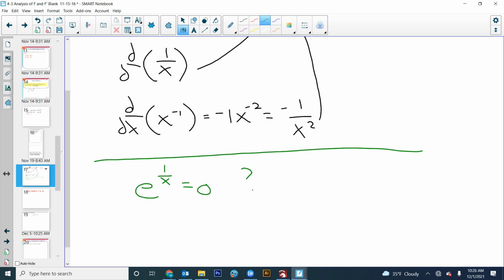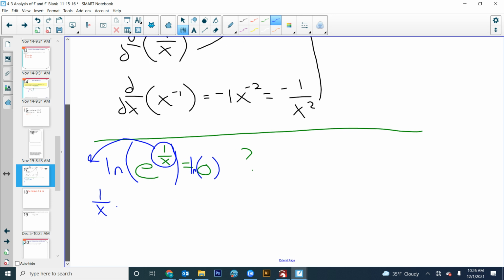Log it on down. ln both sides. That allows the 1 over x to come down front. Remember doing this in logarithmic differentiation? This is not logarithmic differentiation. This is just a property of logs.